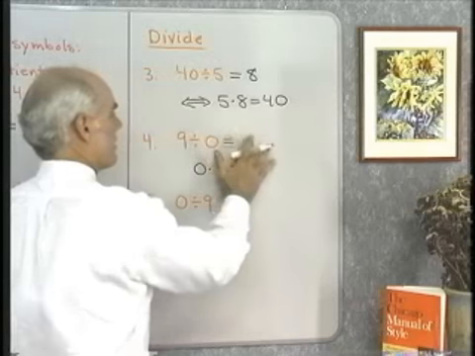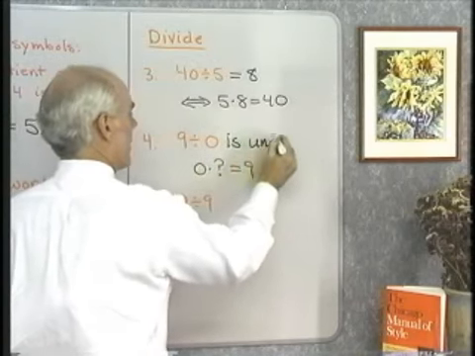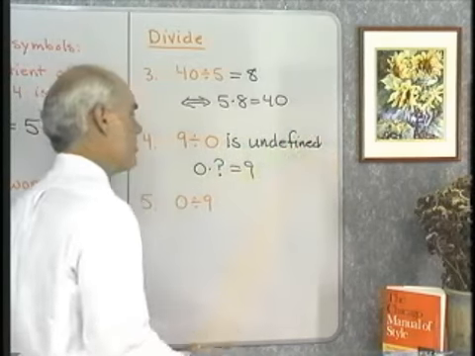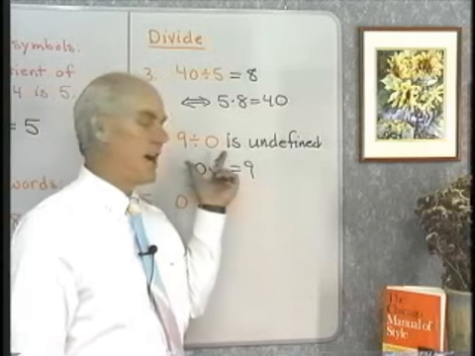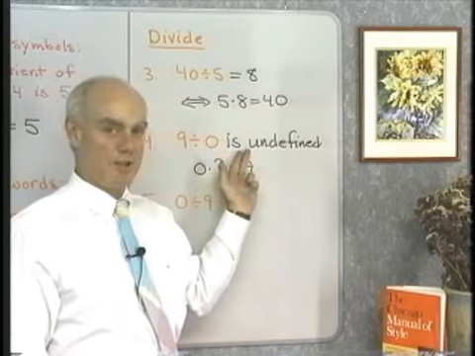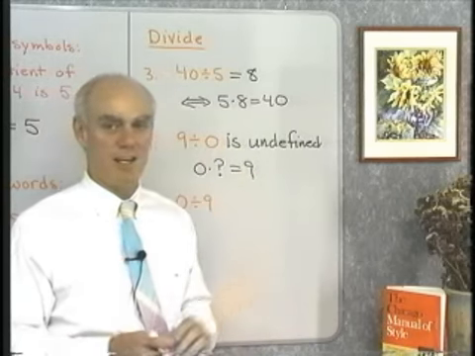So this is, we say, undefined. That is, there is no number to associate with 9 divided by 0. Because if there was a number, let's say 9 divided by 0 was some number, then that number times 0 would have to give us 9 back, and that can't happen.